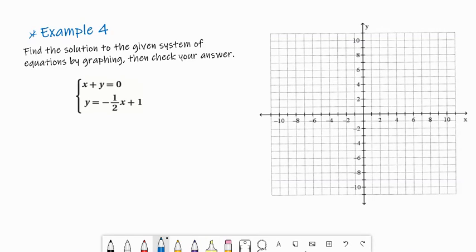Okay, so we're looking at example 4 here, and it says find the solution to the given system of equations by graphing, and then we're told to check our answer to make sure that it is indeed the solution to the system. To do this, our first step is to graph both equations, and notice that the first equation is not in slope-intercept form, so we're going to rewrite this equation.